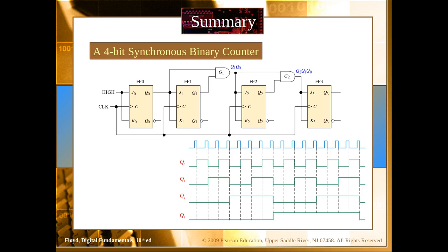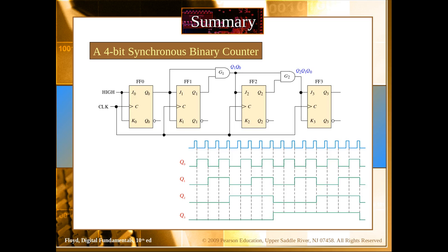The third flip-flop receives input at J2 and K2 as the AND between Q1 and Q0. The fourth flip-flop receives input at J3 and K3 as the AND between Q2, Q1 and Q0. So this is how a synchronous counter would go on. There could be more flip-flops, which would let us make a 5-bit counter or a 6-bit counter accordingly.